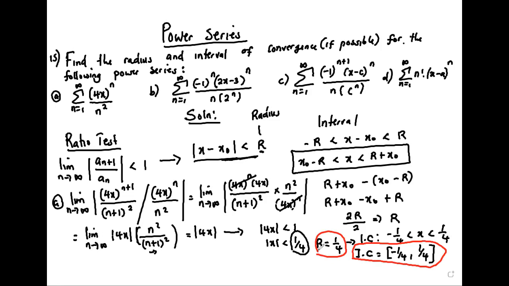Okay, that is for A. We go to B. B is the sum as n runs from 1 to infinity of negative 1 to the power n, (2x minus 3) to the power n, over n multiplied by 2 to the power n.